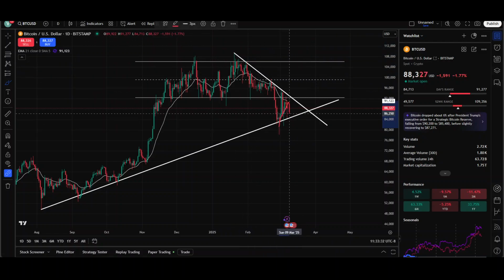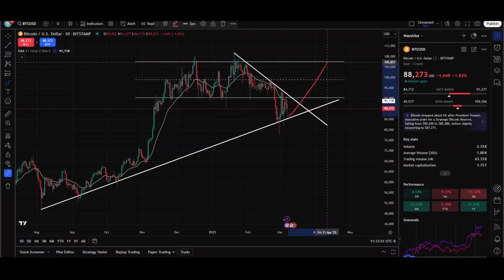Once again, price is just chopping back and forth. If it does continue this way, that will take until late March before we see some sort of breakout to the bottom of the highs. But I don't think it's going to take that long. I hope it doesn't. It's just wasting time. We know it's going to go up. It's just wasting time at this point. So we'll see what happens.